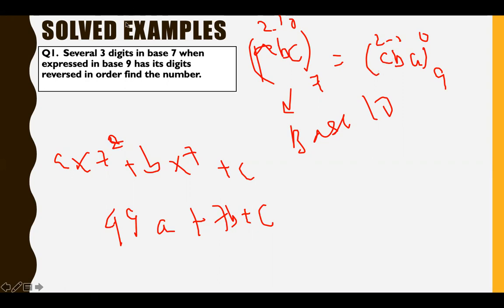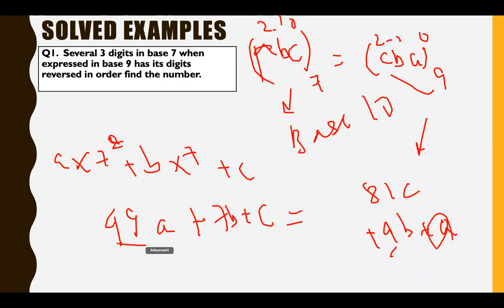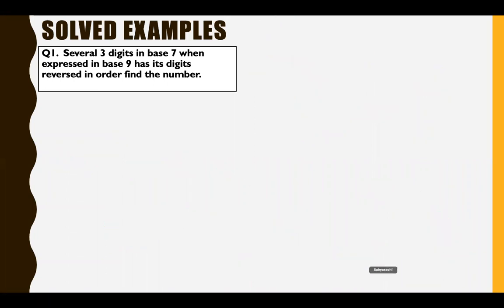Okay, I resumed. For this one, you will get 9 square into C, which is 81C, plus 9B plus A. Now these two are equal. So 49A plus 7B plus C equals 81C plus 9B plus A. This A and this 49A, this becomes 48A equal to 9B minus 7B, that's 2B, plus 80C, or 24A equal to B plus 40C.